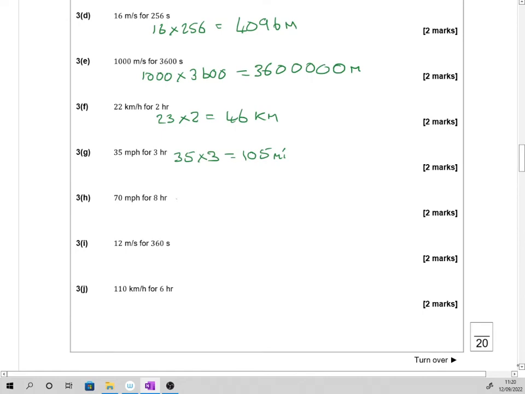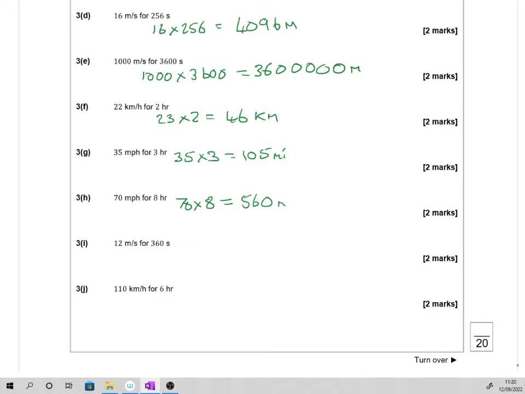So many questions all the same. 70 times 8 is 560 miles. 12 times 360 is 4320 meters, and 110 times 6 is going to be 660 kilometers.